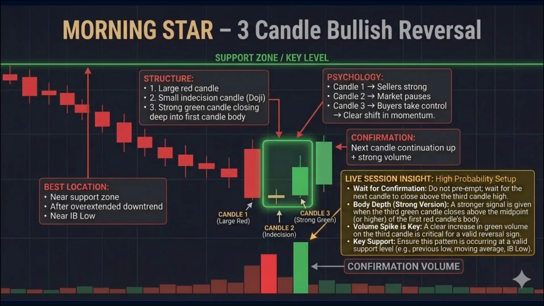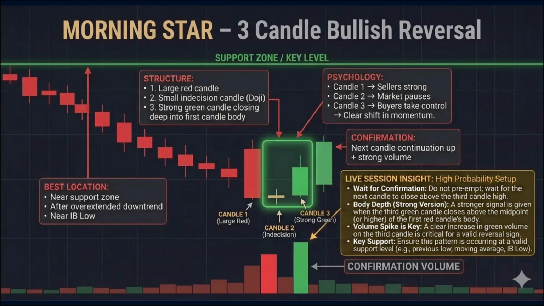Okay. So what is the psychology behind it? This reflects intense selling, followed by a stalemate, followed by a decisive surge of buyer control. The signal is most powerful when the third green candle closes above the midpoint, or at least 50% of the first red candle. So you understood the structure, you understood the psychology, what happens in the three candles, when to take the confirmation, and how to find the best location.